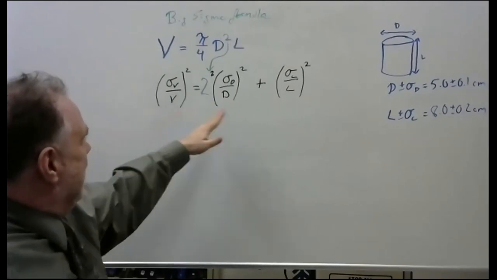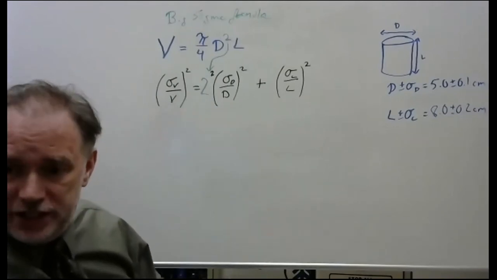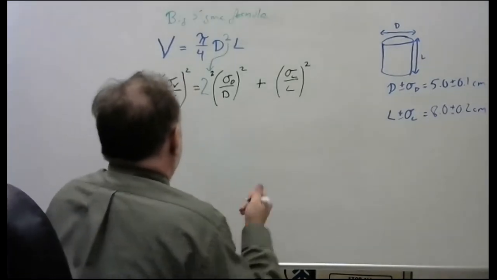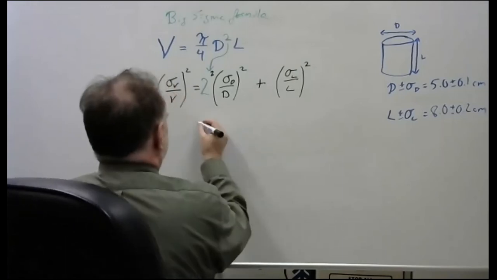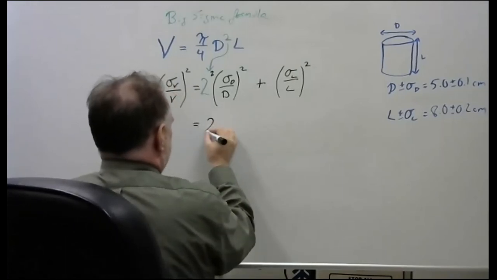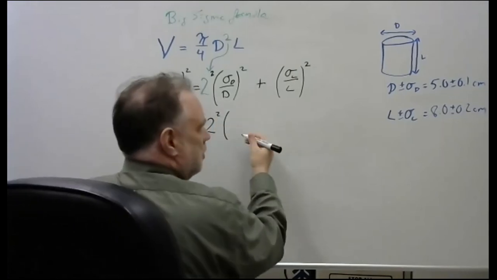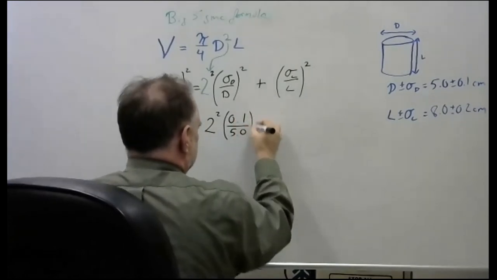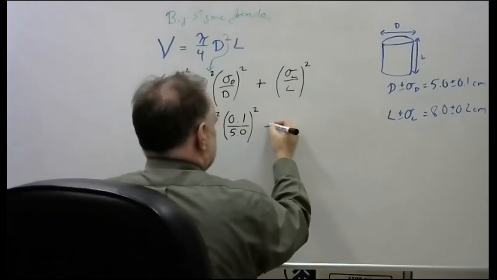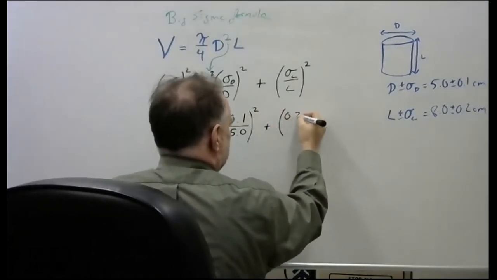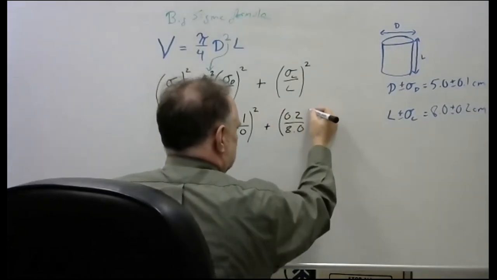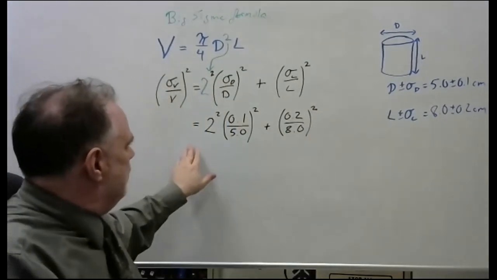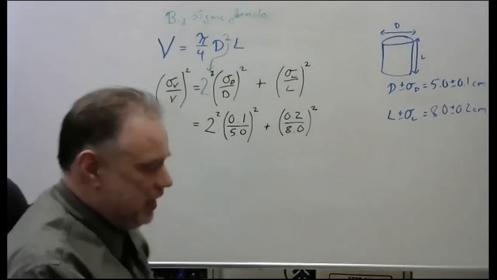All right, so then we can calculate this number. So let's go ahead and do that. What I'm going to do is plug everything into the right-hand side. So I've got 2 squared here, multiplied by 0.1 over 5 plus 0.2 over 8. Then I'm going to solve this right-hand side algebraically.